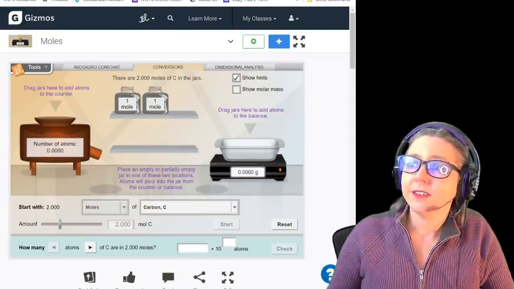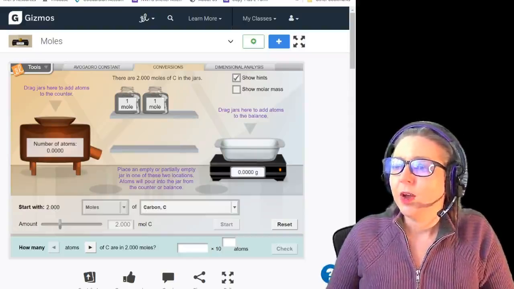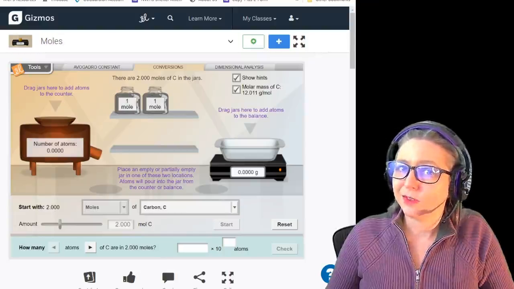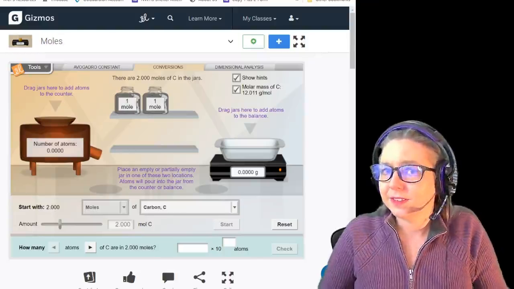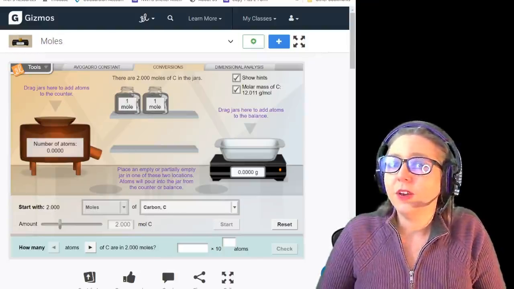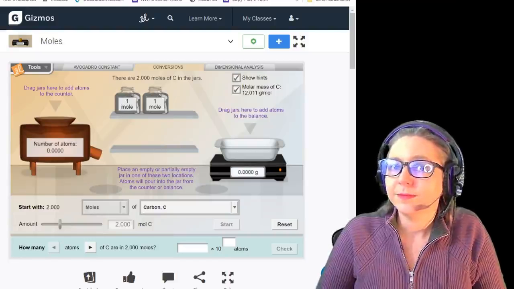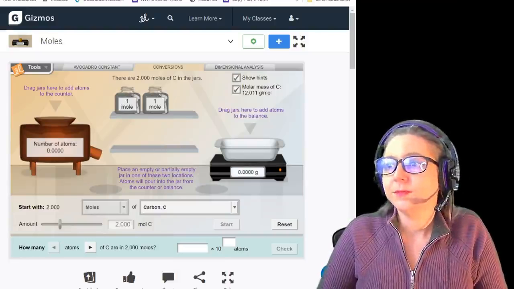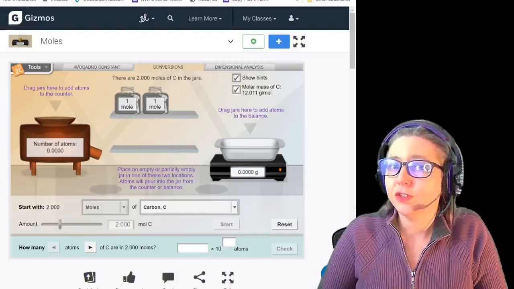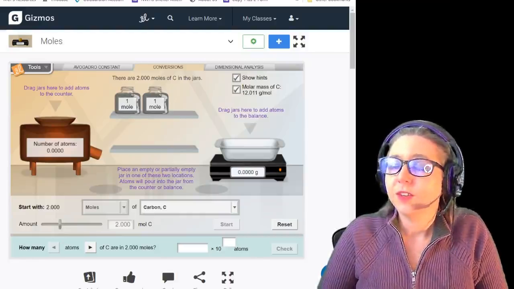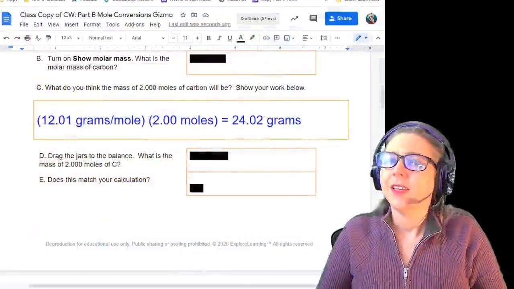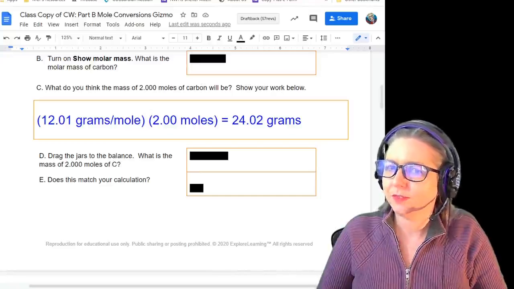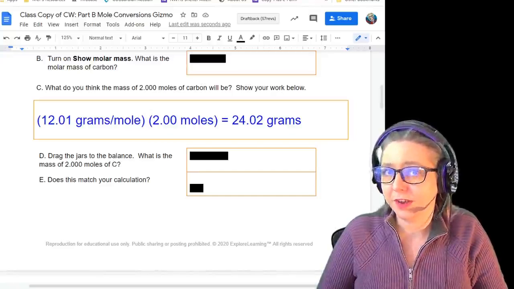So the next thing it asks is to click on Show Molar Mass. I don't think we really need to do that, since we've worked with this molar mass so much already this class period, but it lists it here as 12.01 grams per mole. So now we know how much 1 mole of carbon weighs, and we want to find out how much 2 moles of carbon would weigh. So it asks you to show your work. Now, I'm sure that we can all do 2 times 12.01 to find out that it's 24.02 grams.